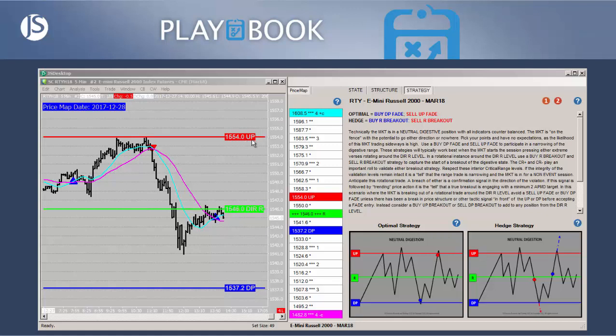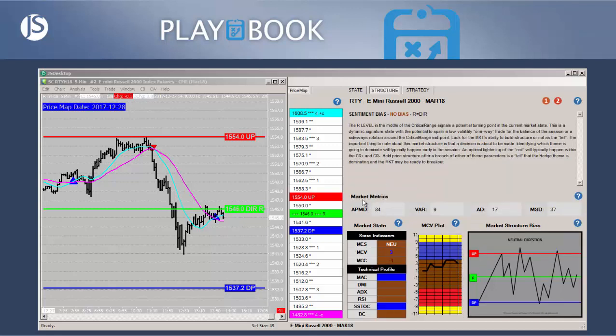We know that the upside pivot and the downside pivot identify the extremes for the neutral digestion market state. We also know that the sentiment bias is balanced in the middle. The optimal strategy themes are to fade momentum against the upper critical range extreme, anticipating a break back down to at least the midpoint directional R level, if not all the way down to the opposite critical range extreme or downside pivot.